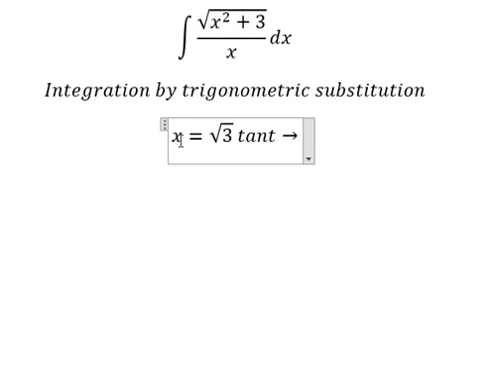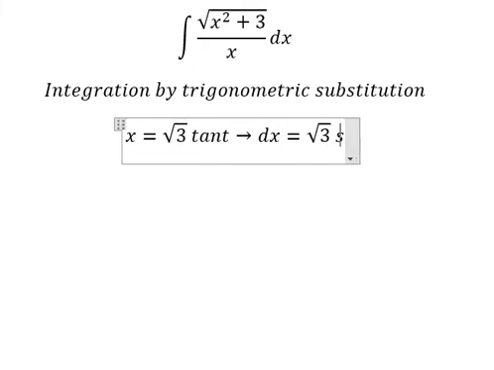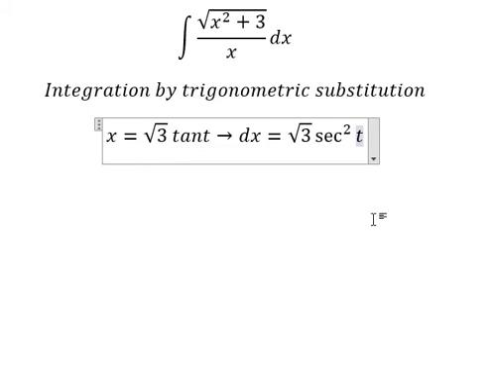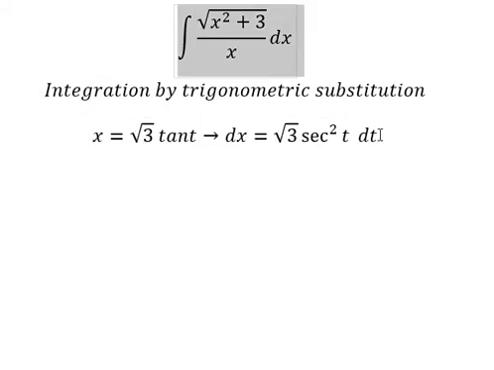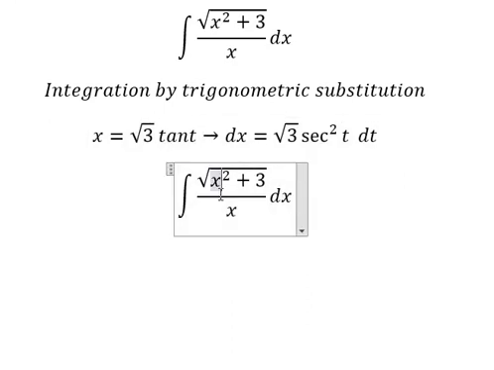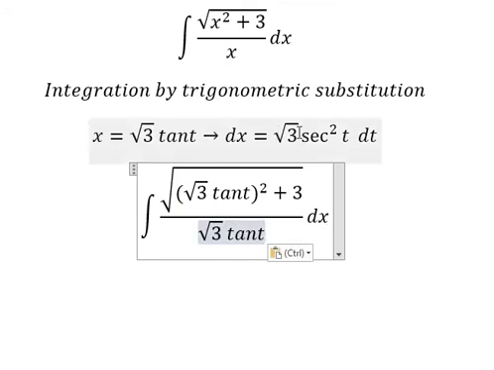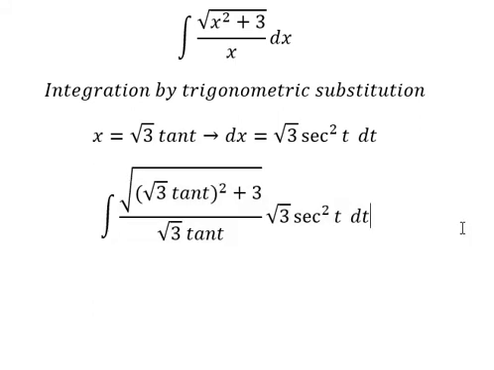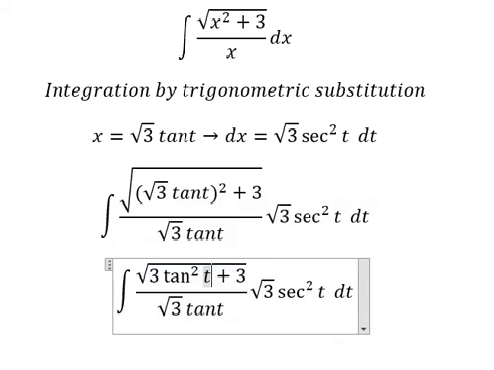So we first take the derivative of both sides. You get secant squared t dt. So we put this one here and this one in here. The square root we change for this one. So this one we get 3 times tan squared t.